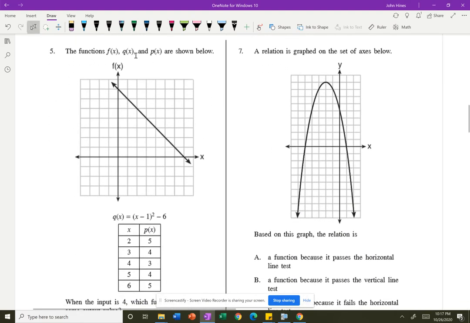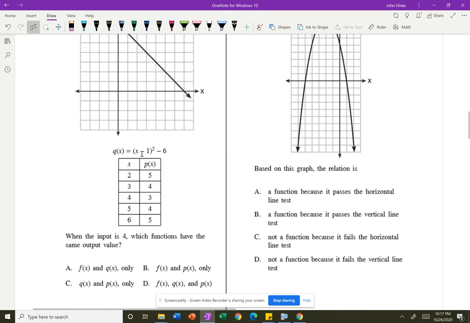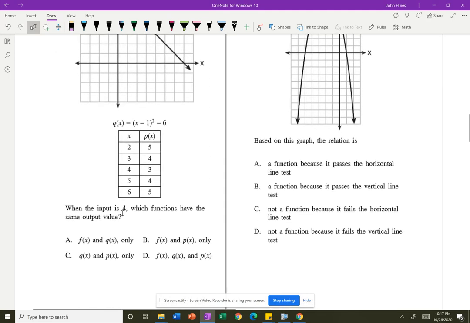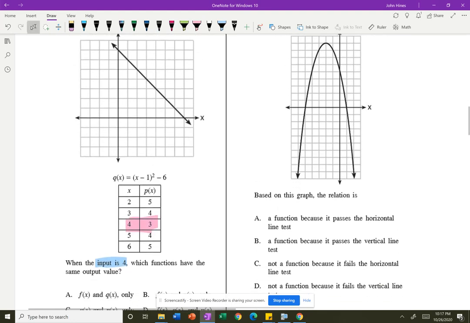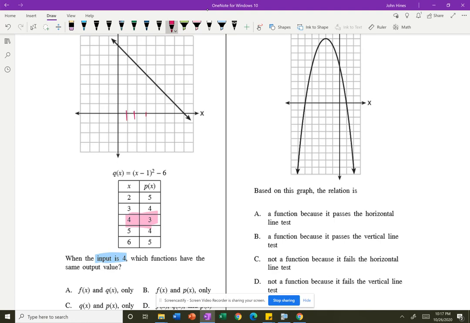The functions f, q, and p are shown below. So I got f, q, and p. When the input is 4, which functions have the same output? So I'm plugging in x equals 4. My input is 4. The output here is 3. I'm going to go over to 4. What's my y value? 4, 3. So I'm looking for 4, 3.